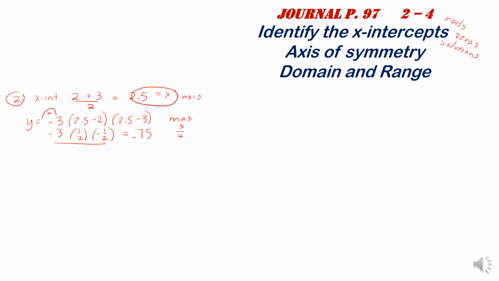Okay, the same thing there. And my vertex is 2.5, 0.75. So since my maximum is 3/4, and it's a sad face, I know that y is less than or equal to 0.75. So that's that, and my range, this is my range, sorry, and my domain is all real numbers. Okay, let's do number 3, and you can pause this and try them before me, without me if you want.